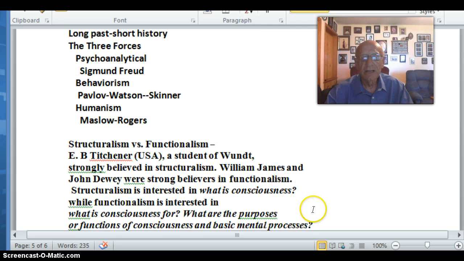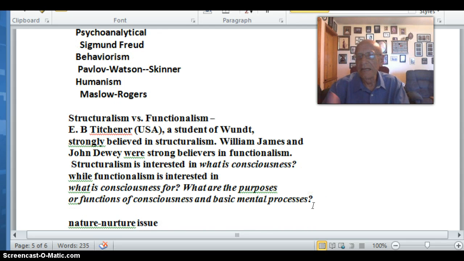Okay, we have structuralism and functionalism. Structuralism studied basically what is conscious. In other words, they would hand a person a pen and say, I'm holding a pen in my hand. They would ask, what are you thinking about as you are holding that pen? That's part of structuralism.